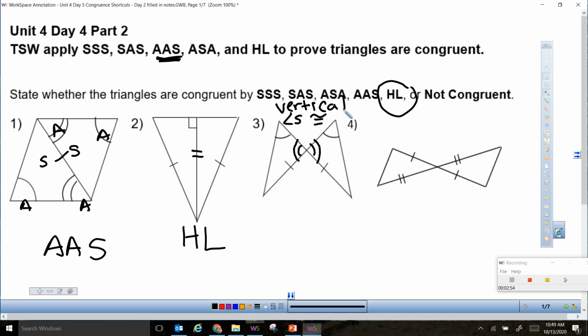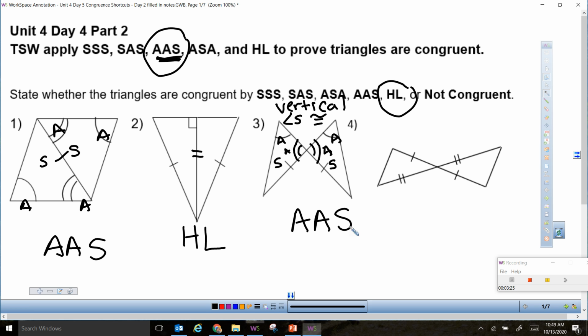Okay, so looking at what we have, notice for the triangle on the left side we have angle, angle, side. Do we also have angle, angle, side on the other? Yes. So are those two triangles congruent? Yes, they are congruent by angle, angle, side. So A, A, S for angle, angle, side.